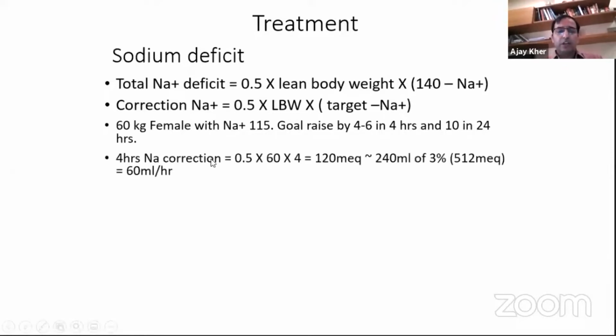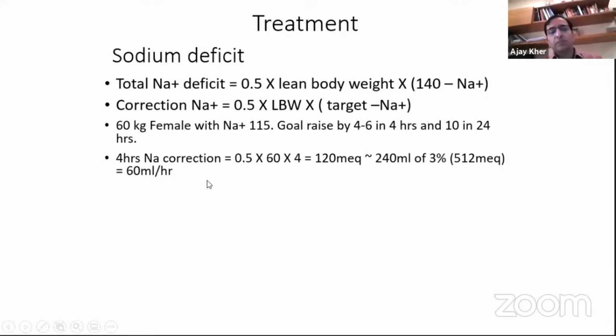So 4-hour correction would be 4 mEq for the 4 hours, 4 into 60, which is her weight, into 0.5. So that's 120 mEq. 3% has 512 mEq per liter. That's 2 ml per mEq. And so 120 mEq would be in 240 ml. And so if you want to correct 240 ml over 4 hours, that's 60 ml per hour.